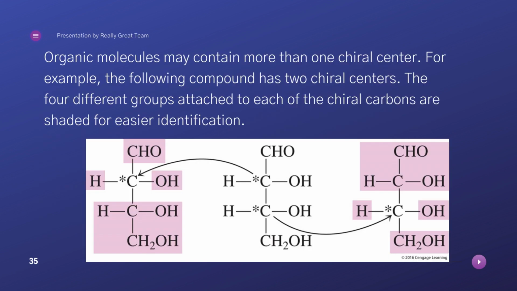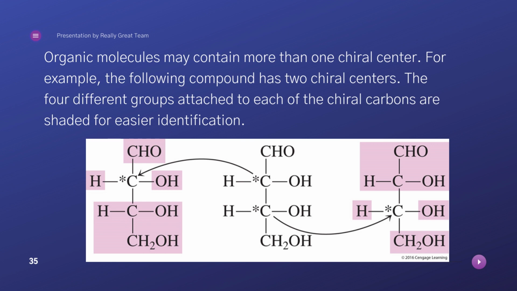Now, organic molecules may contain more than one chiral center. Dili always isa lang ang chiral center that can be present in a molecule. There could be more than one chiral center. Now, for example, the following compound has two chiral centers. Now, the four different groups attached to each of the chiral carbons are shaded for easier identification.